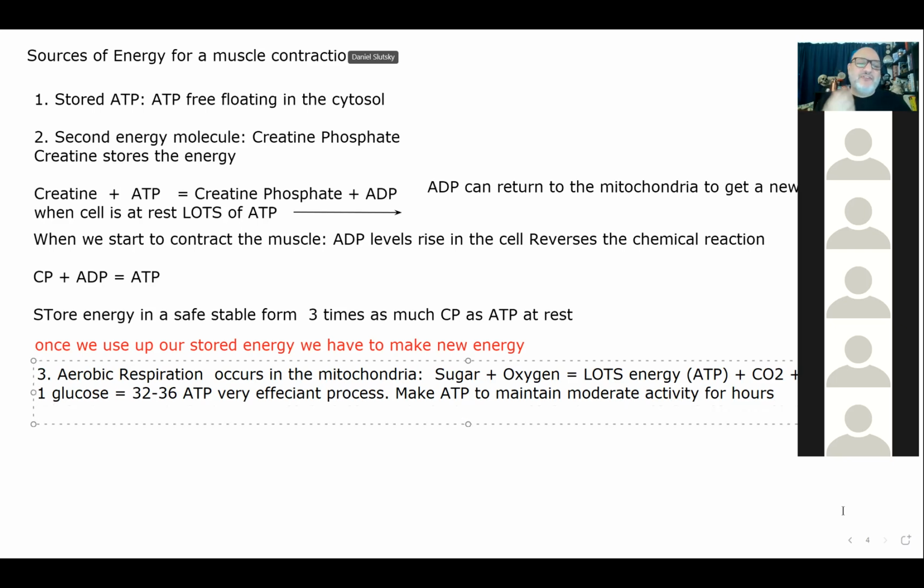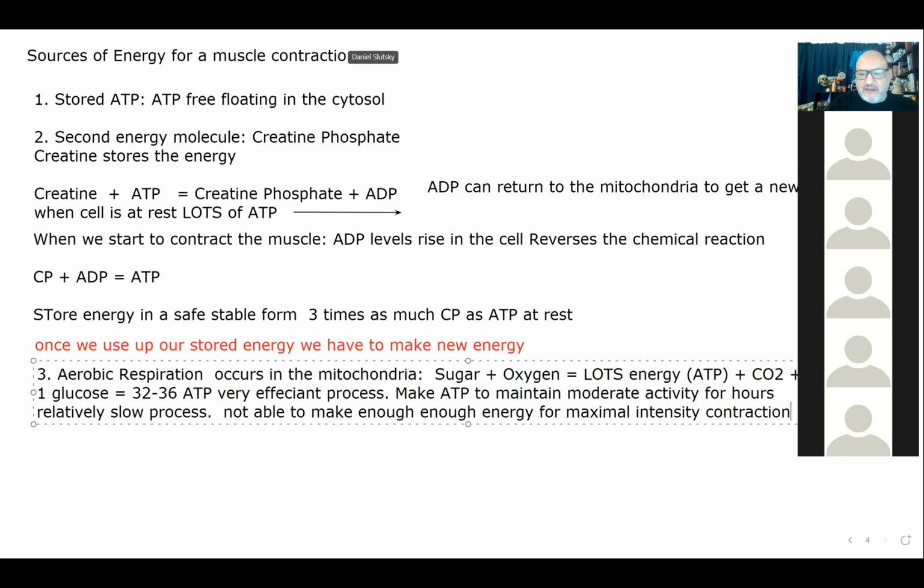If there is a downside to this process of aerobic respiration, it's that it's a relatively slow process. And because of that, it is not able to make enough energy for a maximal intensity contraction. In fact, it can only make about 1/3 of the energy necessary, for instance, to be able to sprint.